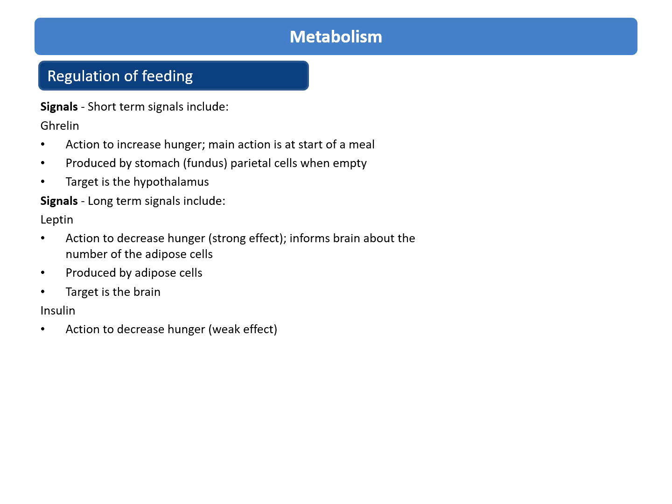Insulin has an action to decrease hunger, but this is a rather weak effect. It's produced, as you know, by the beta cells of the pancreas. The target, again, is the brain, presumably the hypothalamus. It may act through another signal called serotonin.